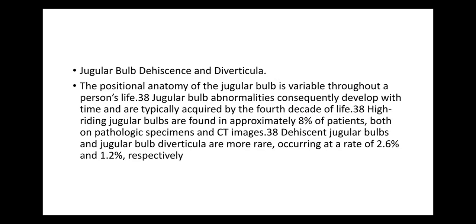Jugular bulb dehiscence and diverticulum. The positional anatomy of the jugular bulb is variable throughout a person's life. Jugular bulb abnormalities consequently develop with time and are typically acquired by the 4th decade of life. High riding jugular bulbs are found in approximately 8% of patients, both on pathologic specimens and CT images. Dehiscent jugular bulbs and jugular bulb diverticula are more rare, occurring at a rate of 2.6 and 1.2% respectively.